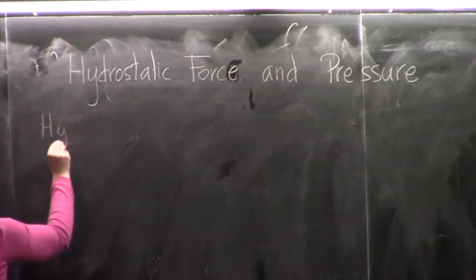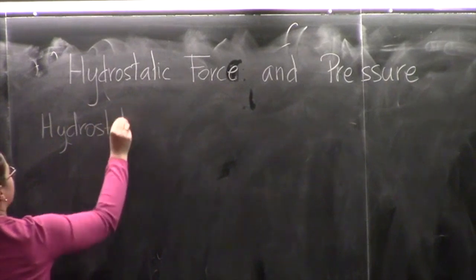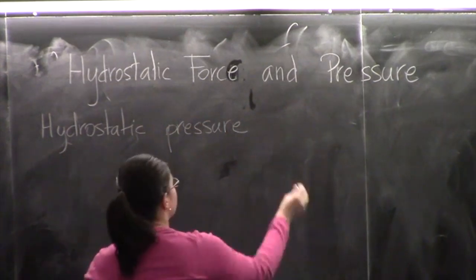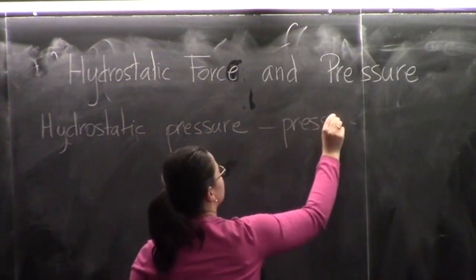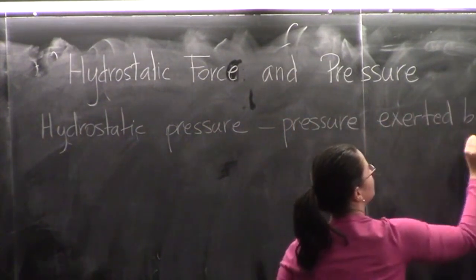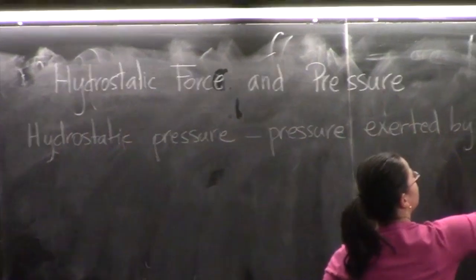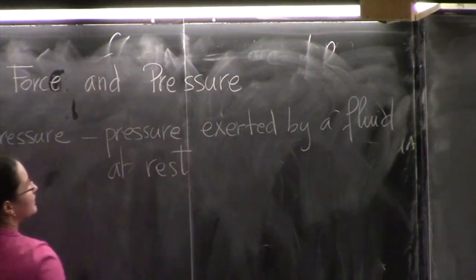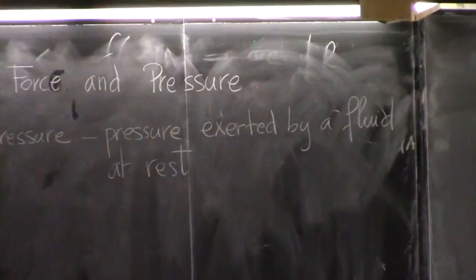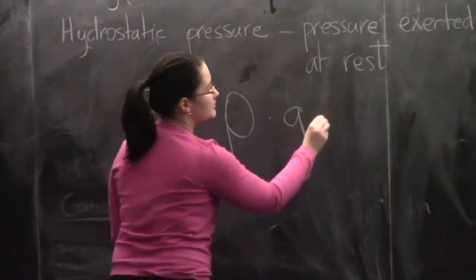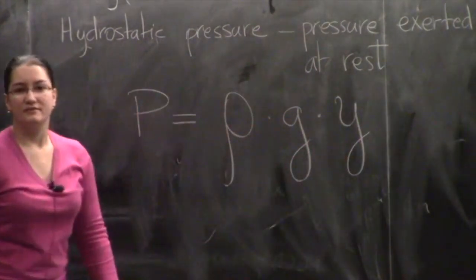And the definition: this is pressure exerted by a fluid at rest. And it has a very clean formula. The pressure is going to be the density of the fluid times the constant of gravitational acceleration times the depth.